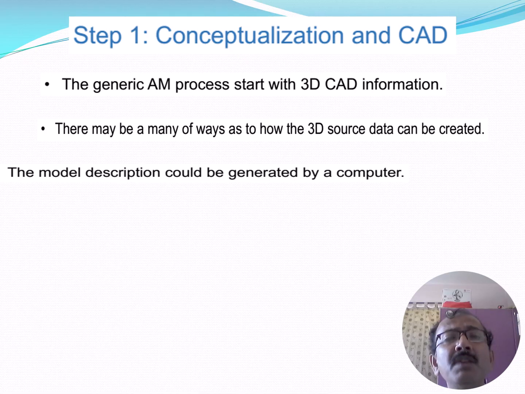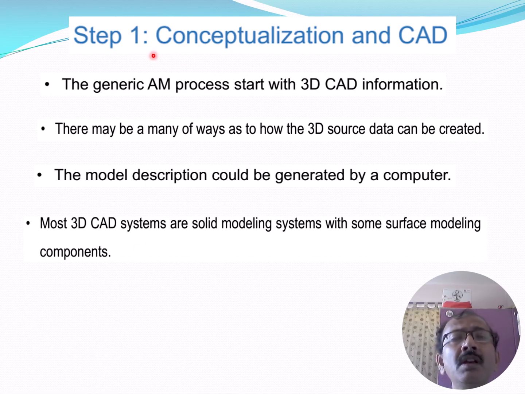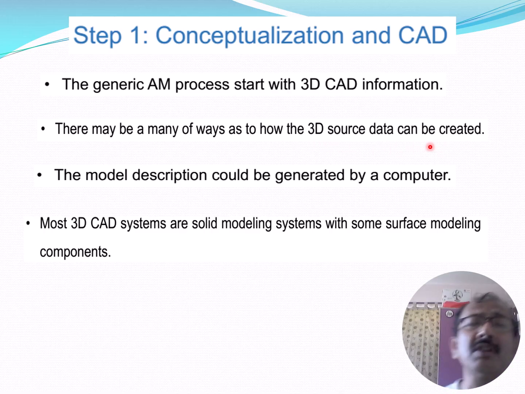Now this is step 1, number 1, conceptualization and CAD. First, the generic AM process starts with the 3D CAD information. So first, 3D CAD information is required. After that, there may be many ways as to how the 3D source data can be created. So the 3D CAD model we have to develop first.